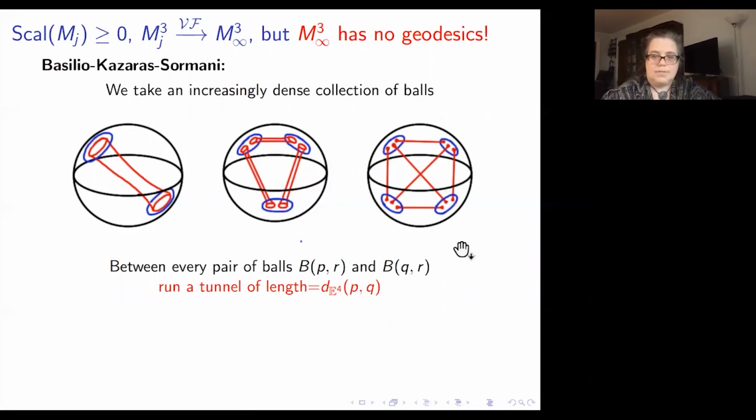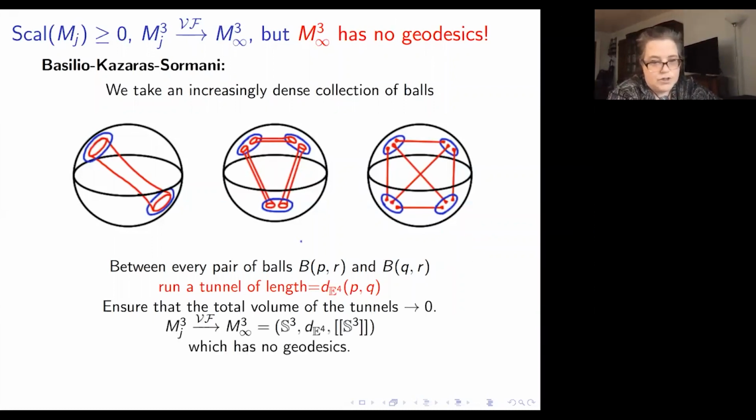And when you do this, and you ensure the total volume of the tunnels goes to 0, you get volume preserving intrinsic flat convergence to S3 with the Euclidean metric. So it's a 3-dimensional integral current space, it's rectifiable, and it has no geodesics at all between any points, because it is not an inner metric space. The distance between points is the Euclidean four-dimensional distance. So that's a possibility that could happen if we're allowing tunnels of arbitrarily small size.